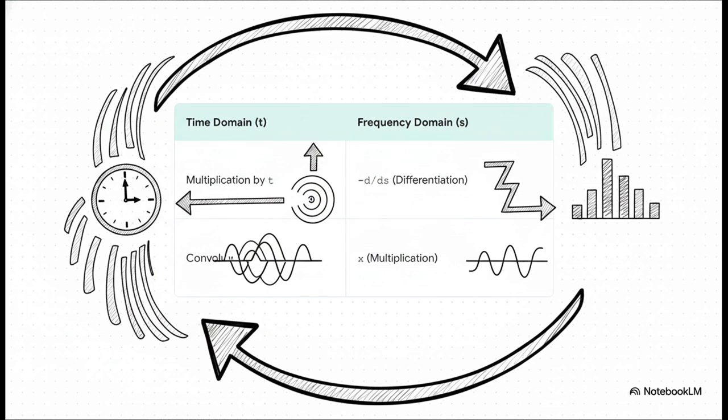This is where you can really see the beautiful symmetry of how this all works. We just saw that multiplying by t in the time domain turns into differentiation in the s domain. And, a little foreshadowing here, we're going to see soon that this complex-looking thing called convolution in the time domain becomes simple multiplication in the s domain. This incredible duality is what gives the whole system its power.